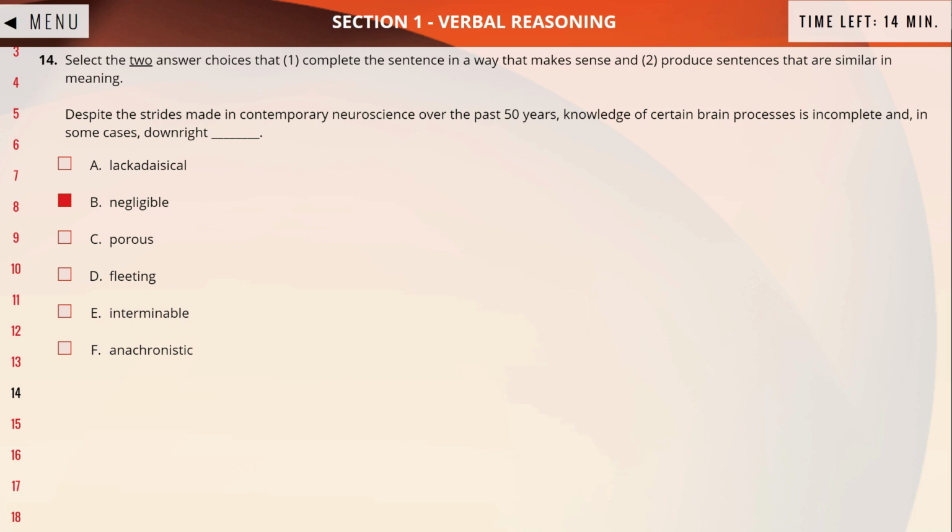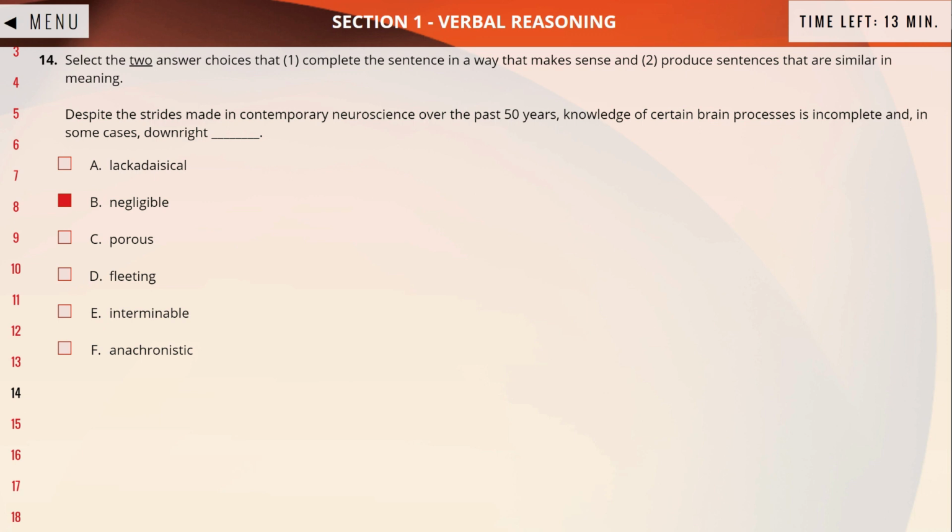Fleeting means going away quickly. Porous means like water can flow through it. It's kind of not very strong. But that wouldn't fit with any of the other words. That's not the same as negligible. Lackadaisical means like kind of silly, not putting your full effort into it. But that doesn't really fit. So I don't know interminable. I think that means it never ends. Wow.